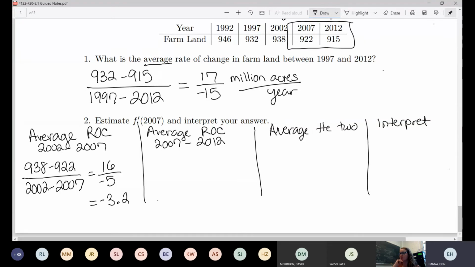And then the average rate of change between 2007 and 2012, again, personal preference, I just like putting the larger y value first. So 922 minus 915 over 2007 minus 2012 would give us 7 over negative 5, which reduces to negative 1.4.